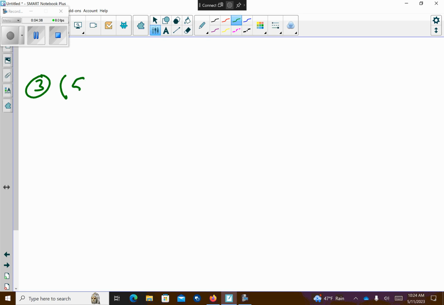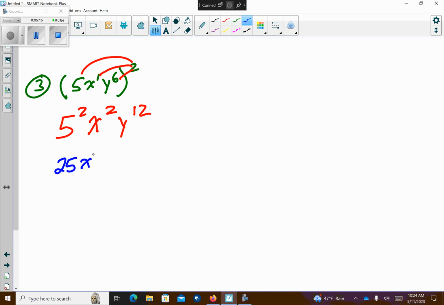Number 3, I have 5, x to the 1st, y to the 6th, quantity squared. Okay? Talk to me about this problem first off. What should we do? Yeah, this outside 2 comes here. That gives me 5 squared. Comes here. That becomes x to the 1 times 2, and comes here, which is 6 times 2, which is 12. Okay? What's the last thing we should do to this problem? Yeah, 5 squared is what? Yeah, there you go.